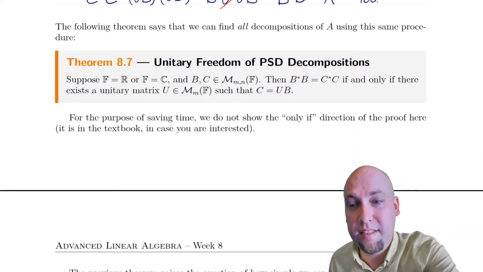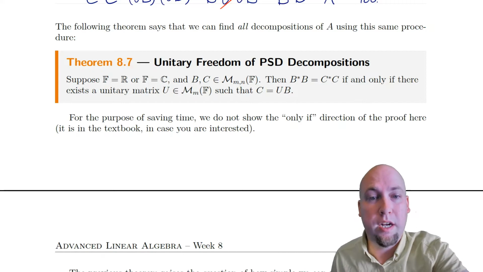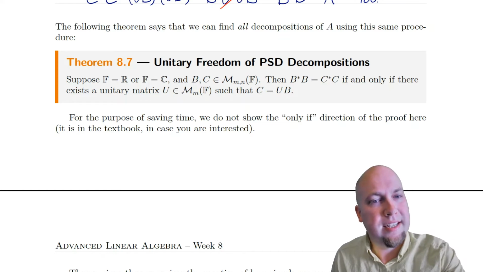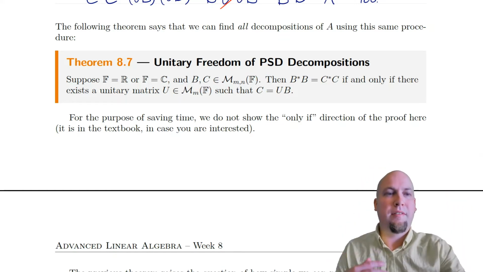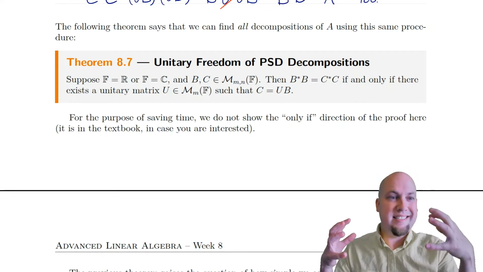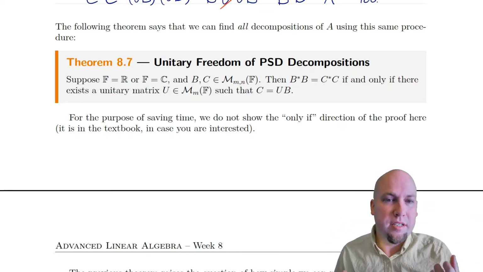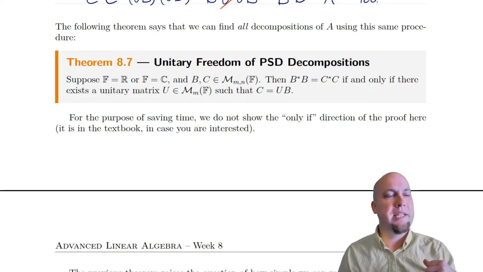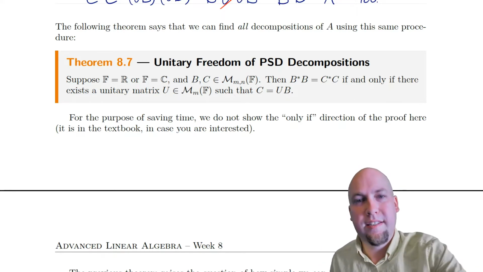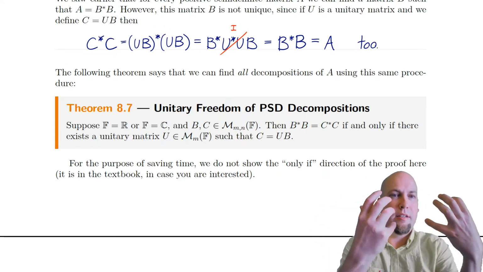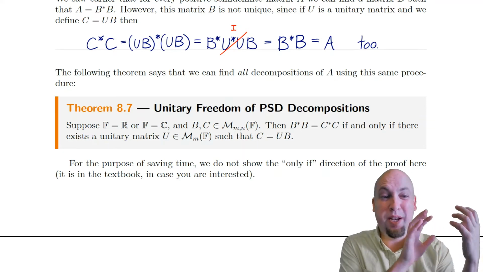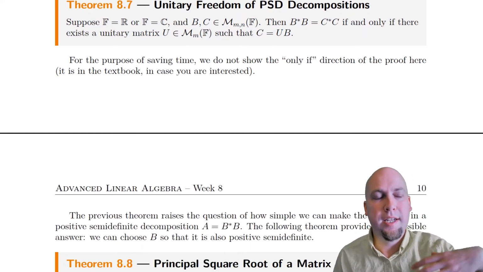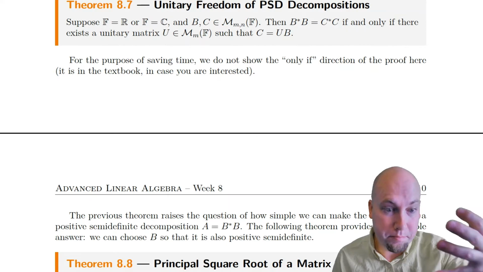So let's read this a little more formally. Suppose you're working over the real or complex numbers, so that you have positive semi-definite matrices in the first place. Then two matrices B and C provide positive semi-definite decompositions of the same matrix if and only if there's some unitary matrix U such that C equals U times B. So not only does left multiplication by a unitary matrix give you another positive semi-definite decomposition, but you actually get all positive semi-definite decompositions of the matrix in this way. There always is a unitary matrix relating any two matrices that decompose the same positive semi-definite matrix.